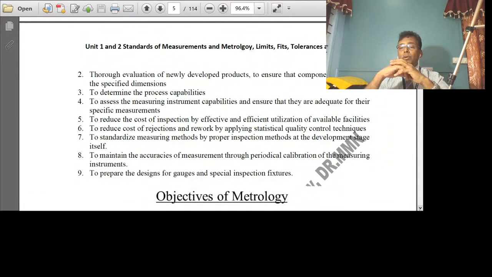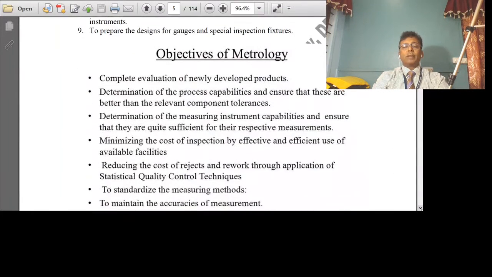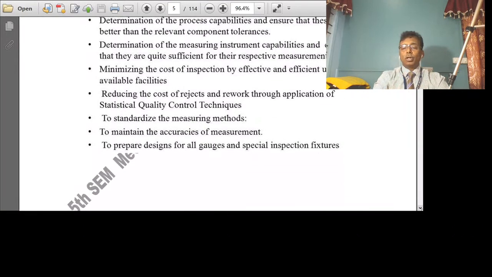Calibration is an equally important part. We are discussing calibration on the other side of our mechanical measurements and metrology. In the metrology part, much of our discussion is on calibration of the instruments. To prepare the designs for gauges, yes, I have discussed this, and special instrumentation. I have mentioned a few more objectives, but more or less they are the same: complete evaluation of newly developed products, determination of process capabilities, and so on and so forth. Okay, let me go to the second question.